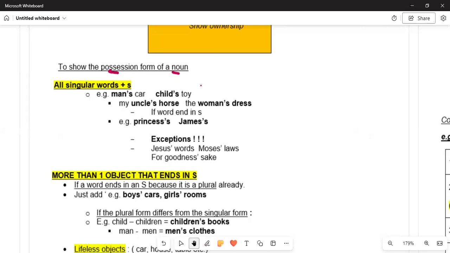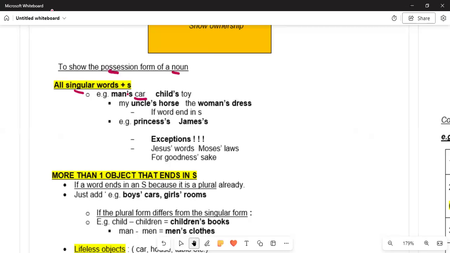Then you can see all singular words. Remember, in a previous video we discussed singularity and plurality. When there is only one, we show it like this: a man's car. Can you see the use of the apostrophe here? It is to show ownership of the car, that it belongs to a man.